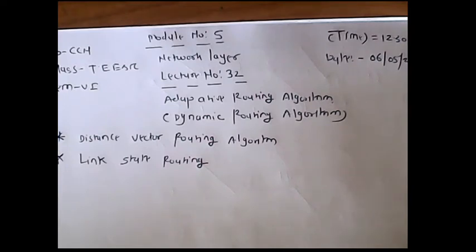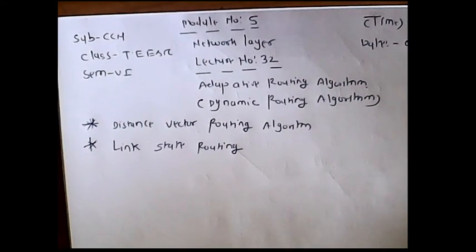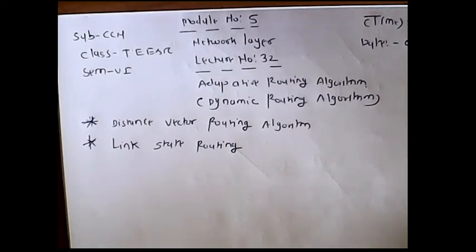In this lecture, I am going to explain the adaptive routing algorithm, also called the dynamic routing algorithm. In the previous lecture, we discussed three non-adaptive, that is static, routing algorithms: first, shortest path routing; second, flooding; and third, flow-based routing. Today we will discuss the adaptive routing algorithm, which is the most used in computer networks, and most of the time in real time we use adaptive routing algorithms.